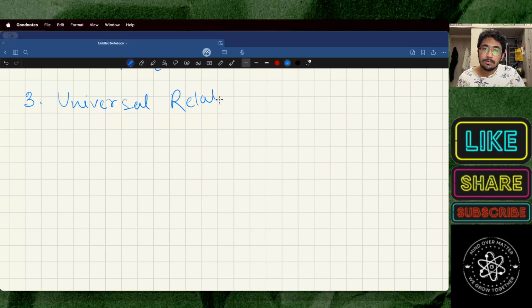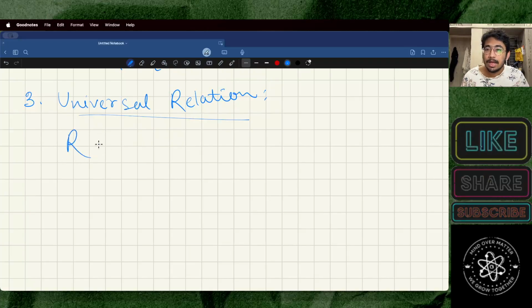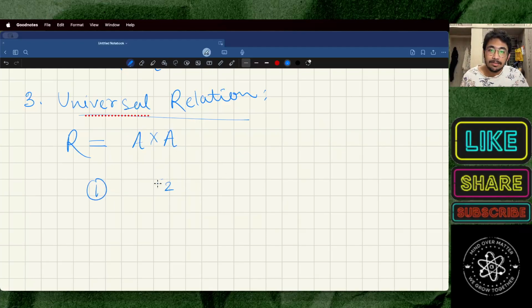Universal relation. What is this? In this relation R contains every possible relation. That is, R is the Cartesian product itself. So a digraph representation will be a mess.